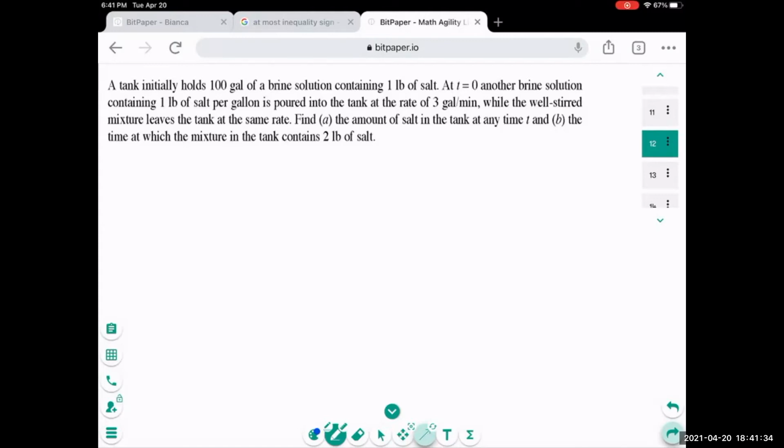So we have two questions here. Find first, A, the amount of salt in the tank at any time t, and then B, the time at which the mixture in the tank contains 2 pounds of salt. So this is called a dilution problem, and this is still a first order linear differential equation.